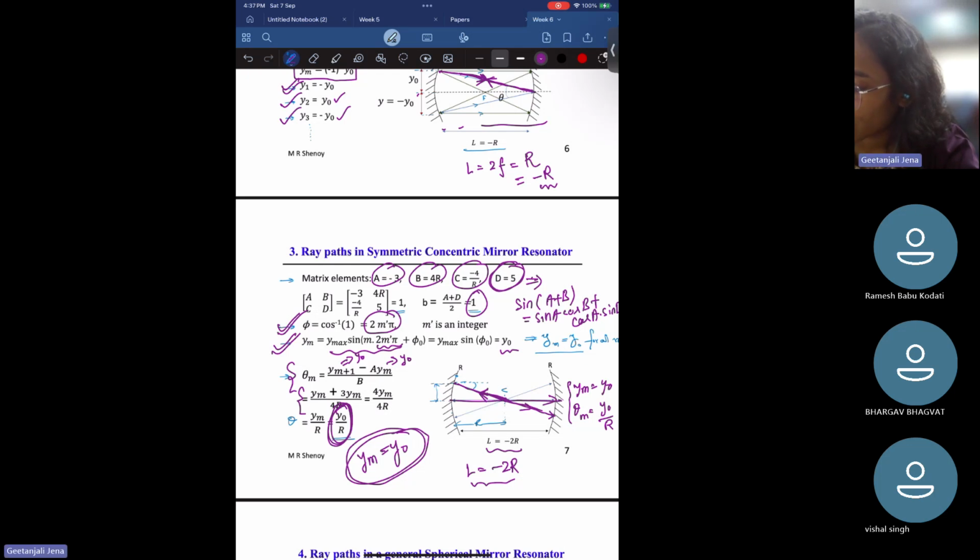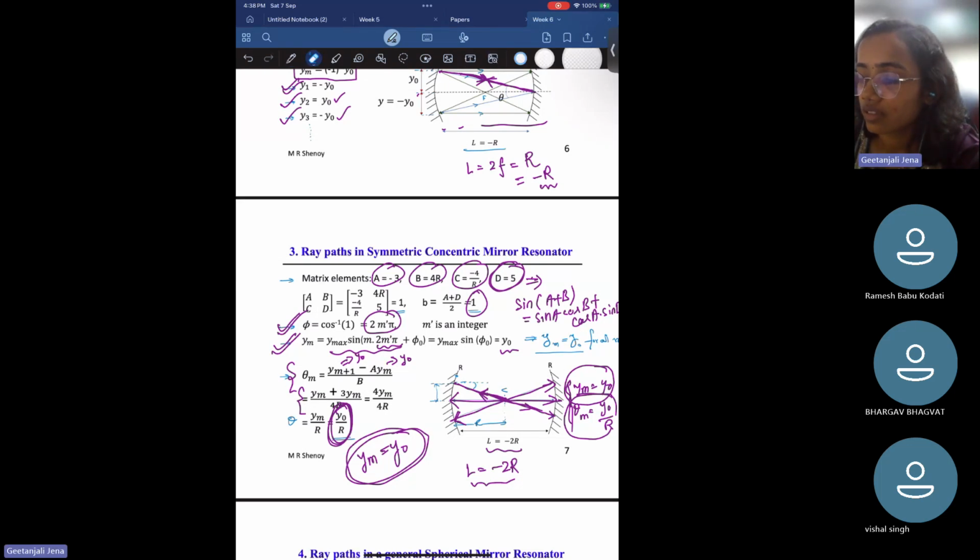And also this path and this path. Any ray path which passes through the center of curvature and satisfies this condition, ym equal to y0 and theta m is y0 by r. In the plane mirror, we have seen this initial condition, but for plane mirror, theta m is 0. But in the concentric mirror resonator, theta m is not 0. Theta m is y0 by r. So I hope all these steps are clear to you.